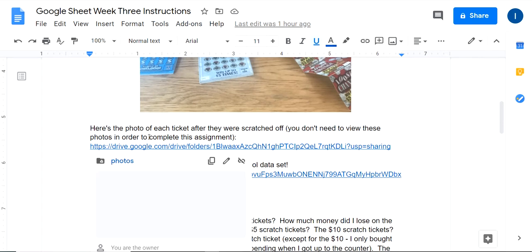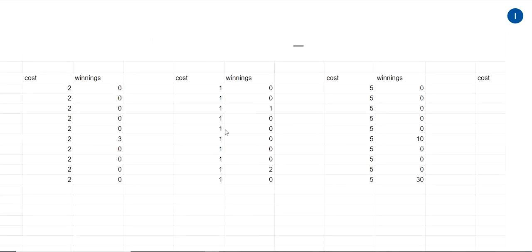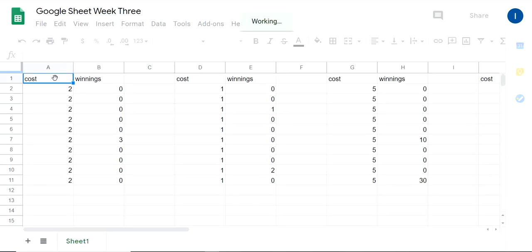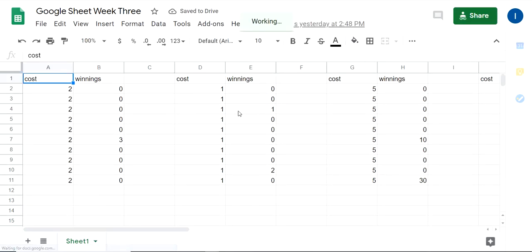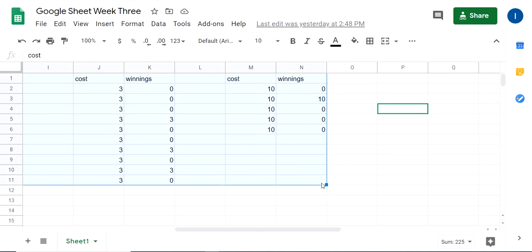You could look at the photos of each of the sets of scratch tickets just to prove to you I'm not lying. And then, just like usual, click your Google Sheets data set. Yours will look a little different because I'm the owner of this. You'll want to do just like what you do normally each week. You want to take the data set and copy it into your own Google Sheets slide.